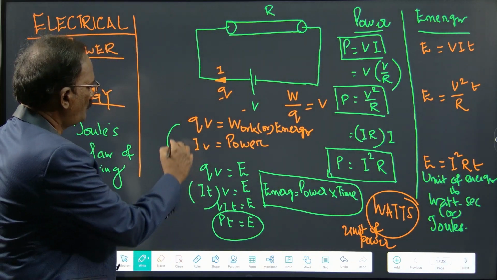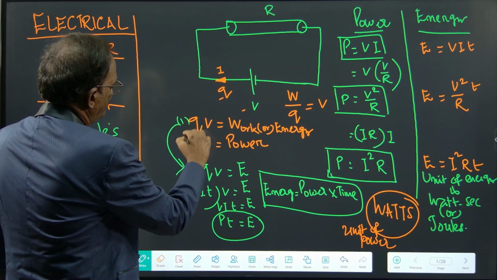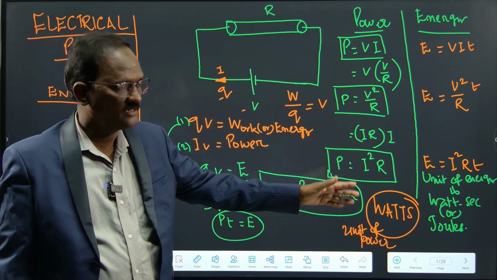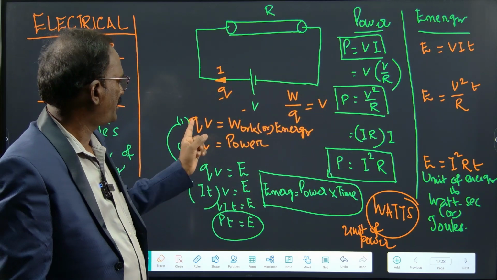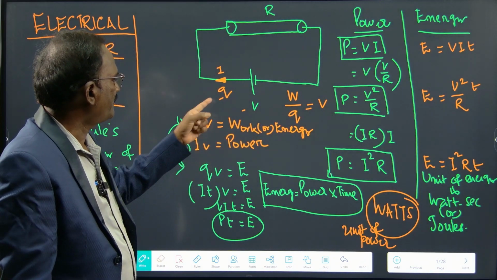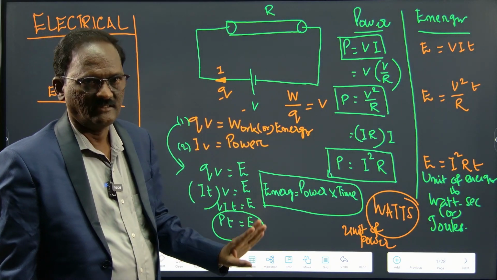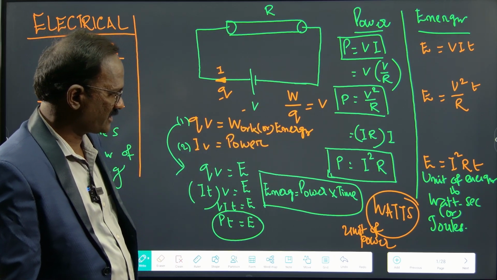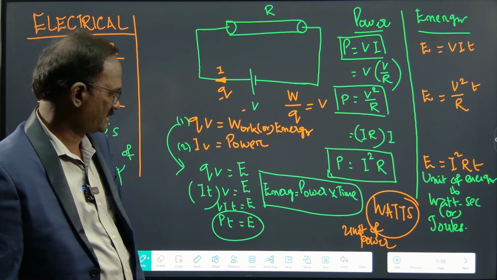So these two formulas are enough for us to establish all these 6 formulas. Q into V, work done, already we have studied it. V into I is power, right? Then we can relate all the formulas which are required for the calculation of power and energy.